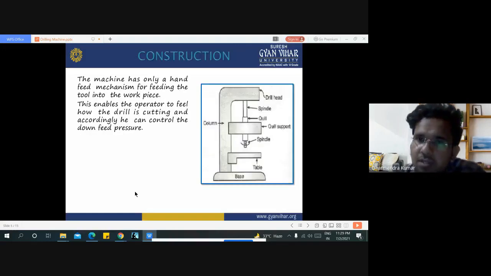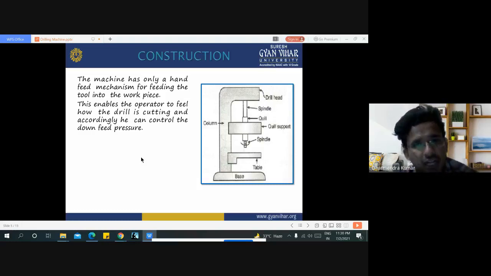Construction of the drilling machine. Here are the various components associated with the drilling machine: base, column, table, spindle, wheel support, wheel, spindle, and the drill head. Here, a servo motor is employed for feeding the drill bit onto the workpiece. The machine has only a hand feed mechanism for feeding the tool into the workpiece. This enables the operator to feel how the drill is cutting, and accordingly he can control the down feed pressure.